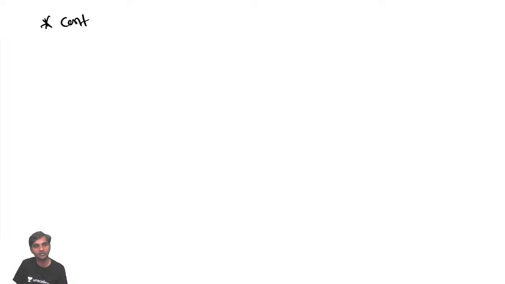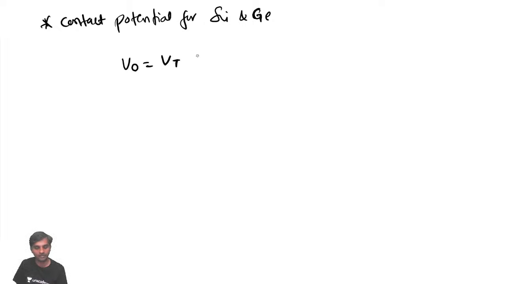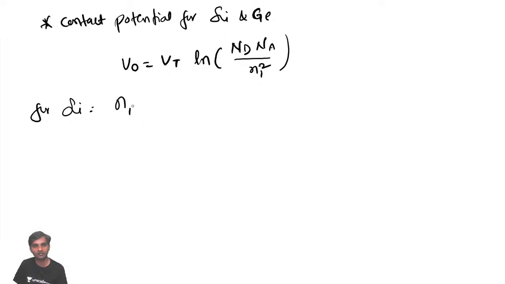We will see the contact potential for silicon and germanium. What we know is V naught is equal to Vt into natural logarithm of Nd Na by Ni square. So for silicon, what is Ni here? The Ni value we know is 1.5 into 10 to the power of 10.